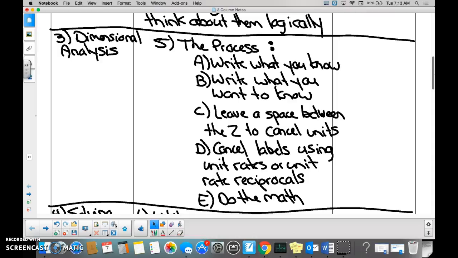Again, use your notes, your videos, and your examples to refresh your memory on how to do this if you don't remember. And then letter E is the easy part. You do the math.